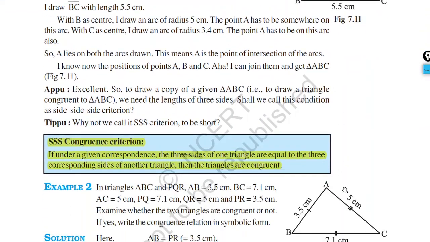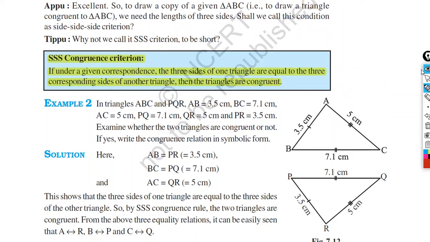Okay. So you please write the statement. We will move to the statement. Here is the statement. Under given correspondence, the three sides of one triangle are equal to the three corresponding sides of another triangle. Then the triangles are called congruent, and this congruency rule is the side congruency criterion. Please remember it. Basic thing, very simple. If three sides of one triangle are equal to the corresponding three sides of another triangle, we can say these two triangles are congruent.